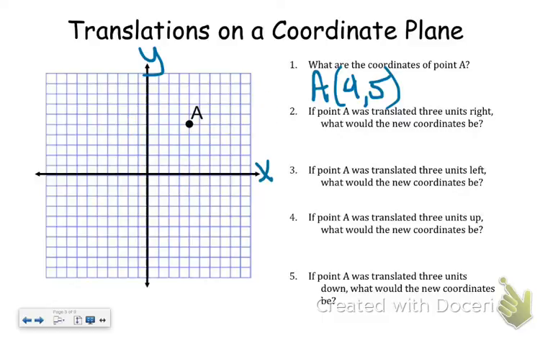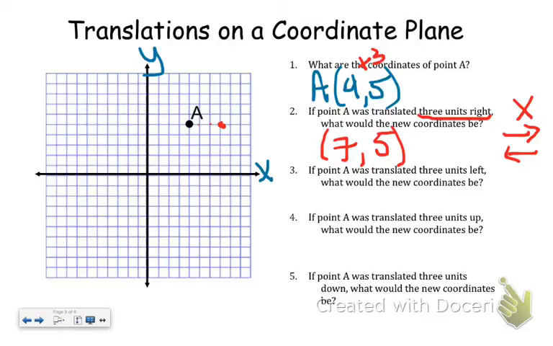Number 2, if point A were translated 3 units to the right, what would the new coordinates be? If we are moving to the right or to the left, our x value gets affected. It's a horizontal shift. So if we look at point A and move it 3 places to the right, we are now at this location in red. And that point is the point 7, 5. If you notice, since we went 3 to the right, all we really did was add 3 units to our x value to give us the new location of 7, 5.